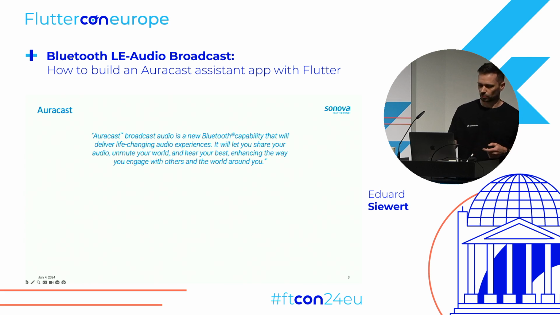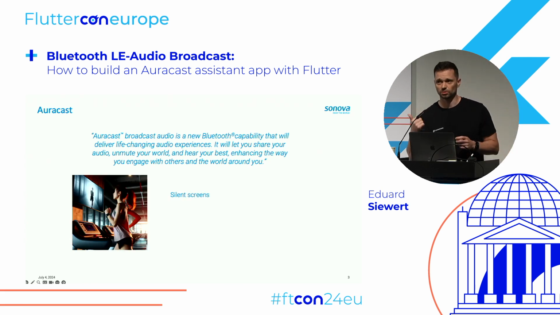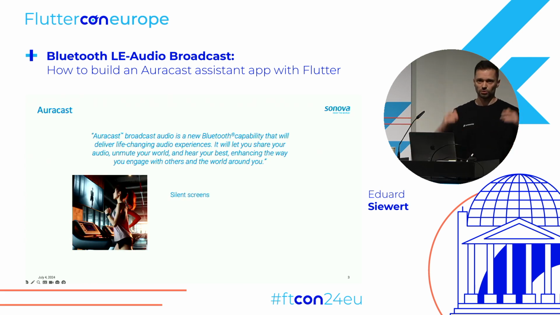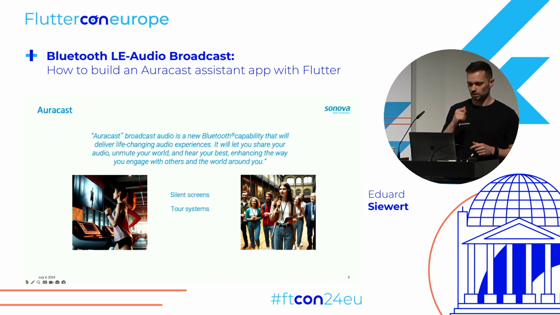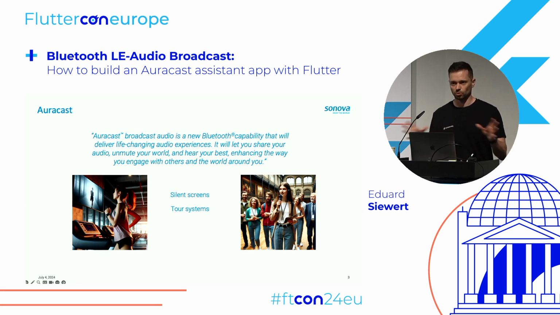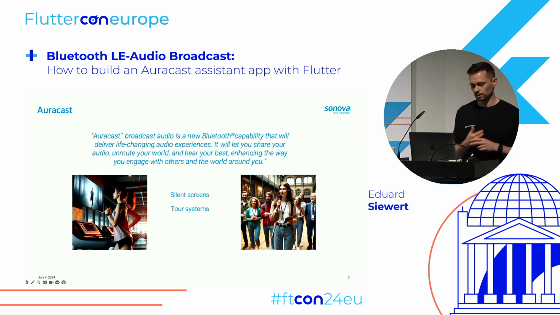One of them could be, for example, a silent screen, as you know them in the gym or a bar, where you have a TV on the wall and you want to hear the audio. If this TV is Auracast capable, you can just put in your headphones, which need to be capable as well, and synchronize to the broadcast stream without having to go through a pairing process or any of these things. So it's very convenient as a user. Another example could be tour systems. Imagine you have a tour guide in a museum or something that is talking into a microphone, and then this audio signal gets broadcasted to everybody in the group that is wearing a receiver.